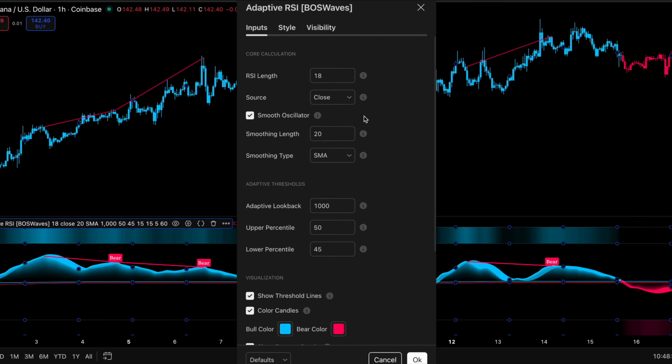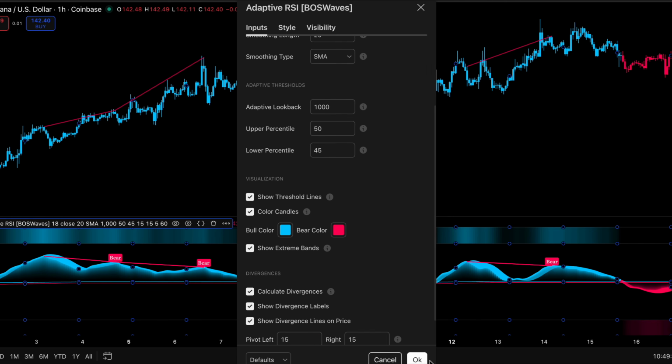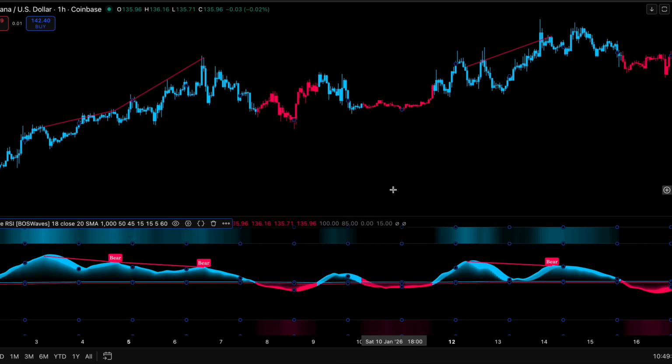As always, with all Boss Waves indicators, we've included tooltips for each of our settings to ensure that you can tailor the indicator to your exact trading style. And that's it. A super powerful evolution of RSI that creates clarity, not confusion.